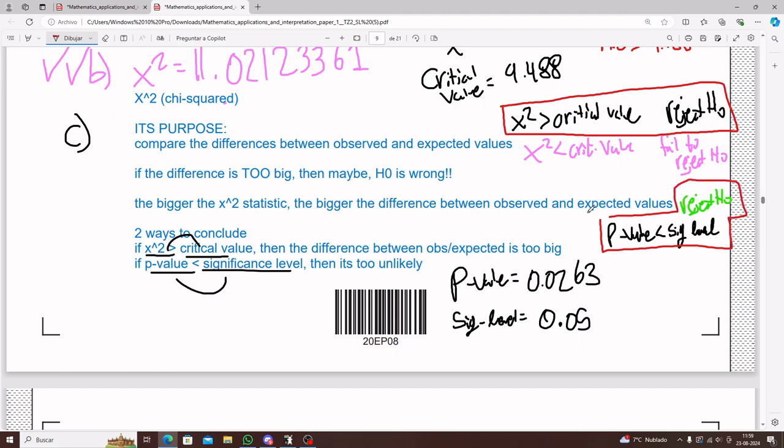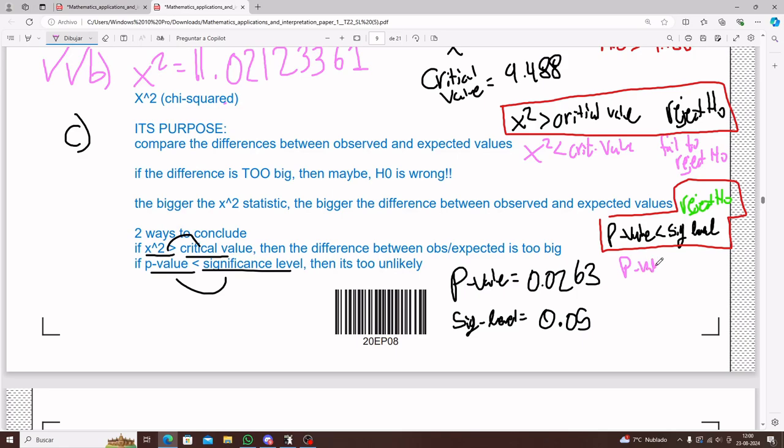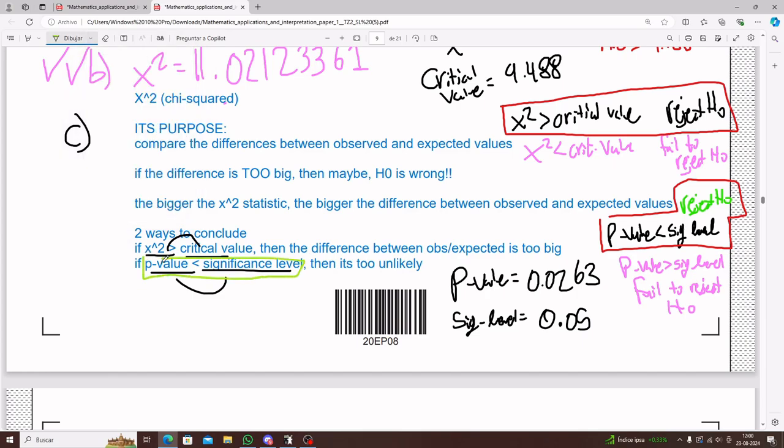But just so that you can complete your notes, technically the alternative is that if your p-value is greater than the significance level, then once again you fail to reject H0. See? So again, have it very clear: when you compare the p-value with the significance level, you are talking about probabilities. When you compare the chi-squared with the critical value, you are comparing like a benchmark or something like that. Like if it goes beyond this number, it's way too big.